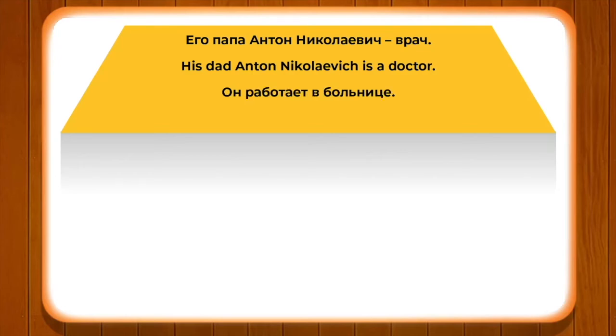Он работает в больнице. Где работает папа Ивана? And his name is Anton Nikolaevich. Папа Ивана работает в больнице. So this is a construction of родительный падеж. Of father of Ivan. So Ивана. Отец Ивана Антон Николаевич работает в больнице. Кем он работает? Он работает врачом. So these kind of constructions.